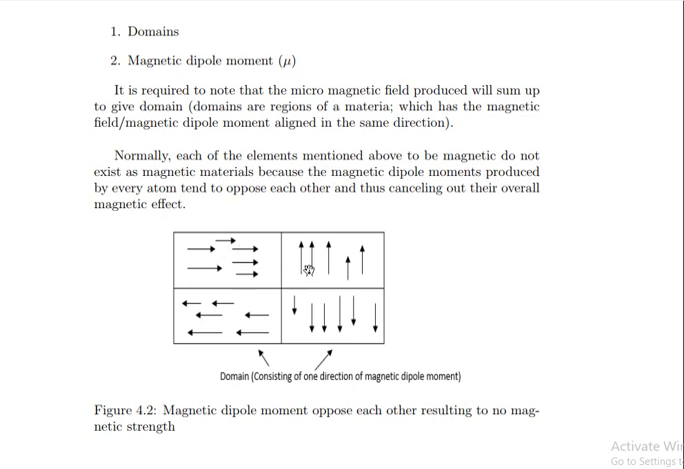Electrons move and produce a magnetic dipole moment up here. Electrons move here and produce a magnetic dipole moment here. And electrons move and produce a magnetic dipole moment down. The magnetic dipole moments of the different domains combine and cancel out each other. This is why normal materials do not produce magnetic fields: the magnetic dipole moments of their domains cancel out each other.